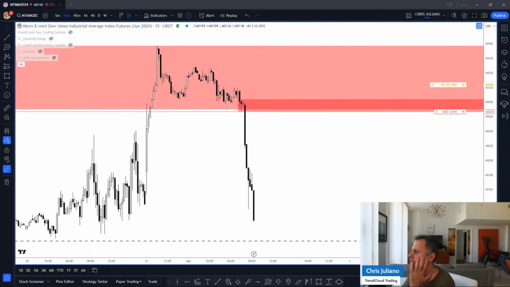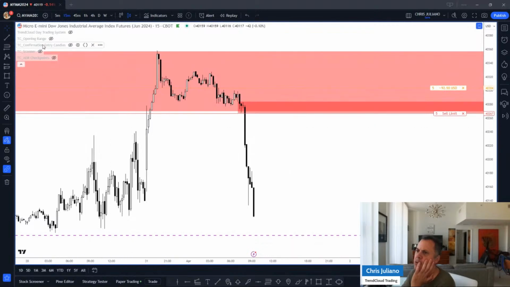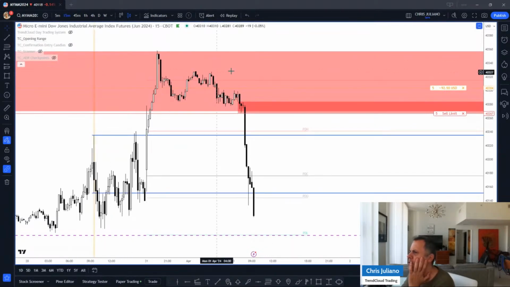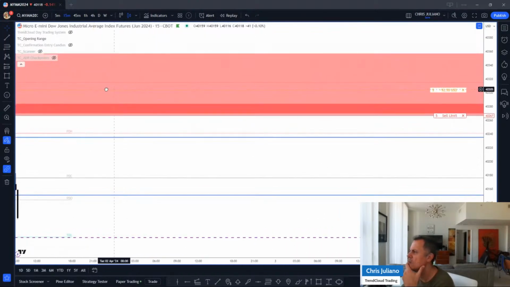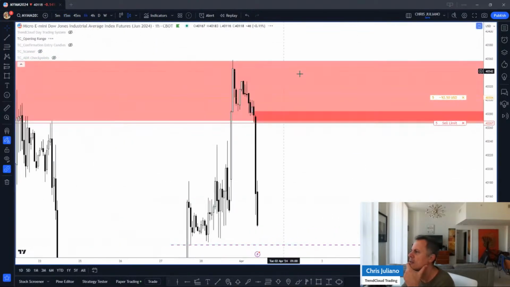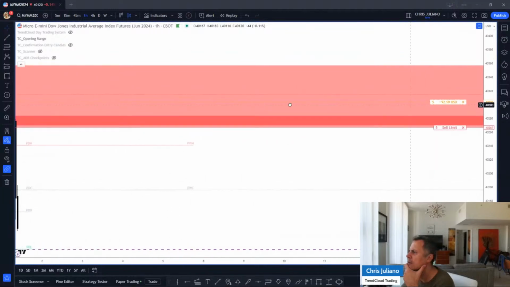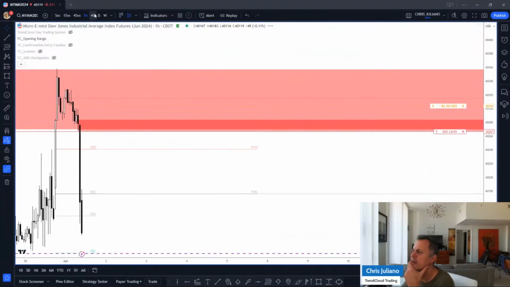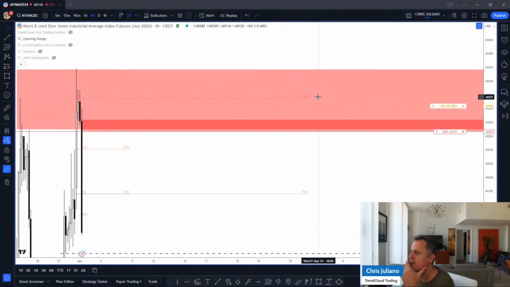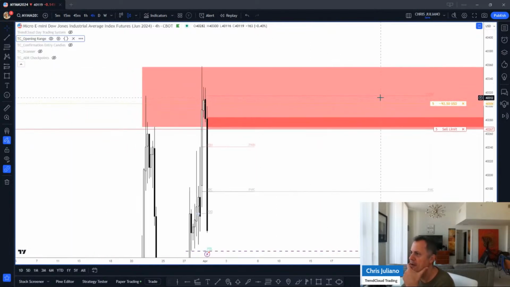Opening range. Okay, we do have a level of resistance up here. What is that? Go out to the hourly. Oh, that must be a monthly. Let's see. Previous month's high. Okay, that makes sense, right? Previous month's high.